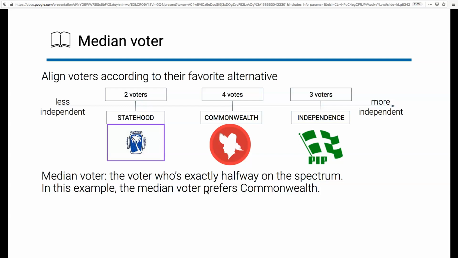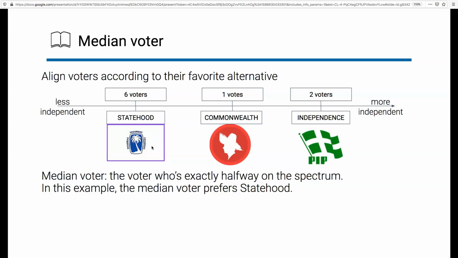Let me give you a different example so that you don't think that the median voter always has the middle pick as the top choice. Here's a second example. Still, the number of voters is the same, 9, but now 6 voters choose statehood, 1 voter chooses Commonwealth, and 2 voters choose independence. In this case, the 5th voter, the voter such that 4 are to the left and 4 are to the right, will still prefer statehood. So the median voter here prefers statehood.